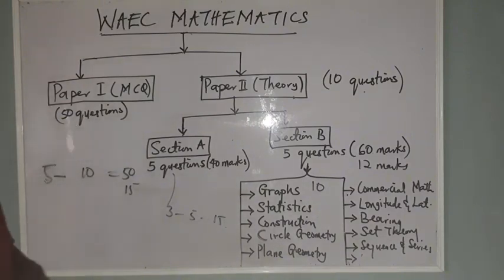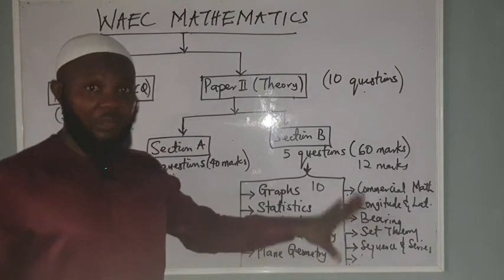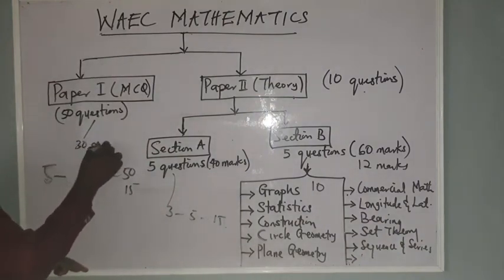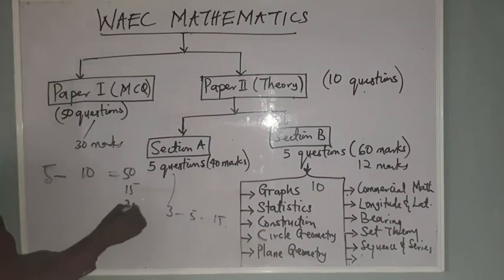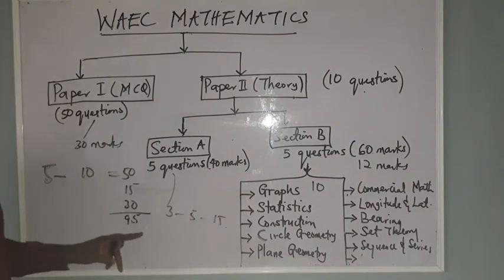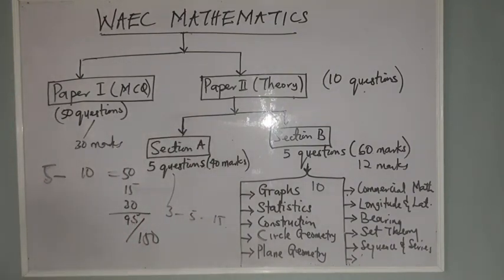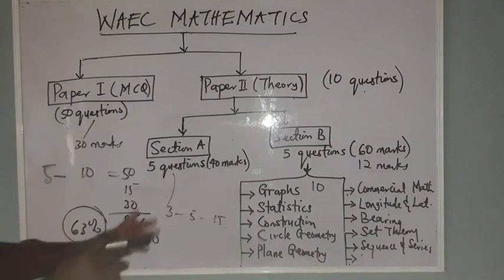Your objective questions, no matter how, if you master all these very well, forget about it, you will get at least 30 marks here out of 50. So 30 plus this, that is 95. 95 out of 150. So when you want 95 out of 150, because this is 100 plus 50, what would be the grade? 95 divided by 150 gives you 63%. You can see this is a C4. You can see that's what I told you. You can see that this is the worst case scenario.